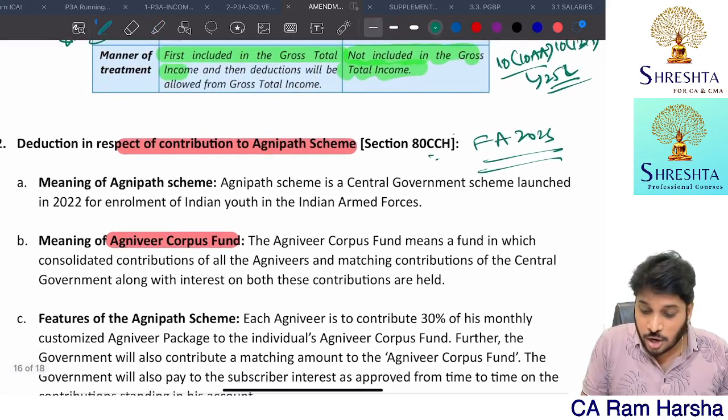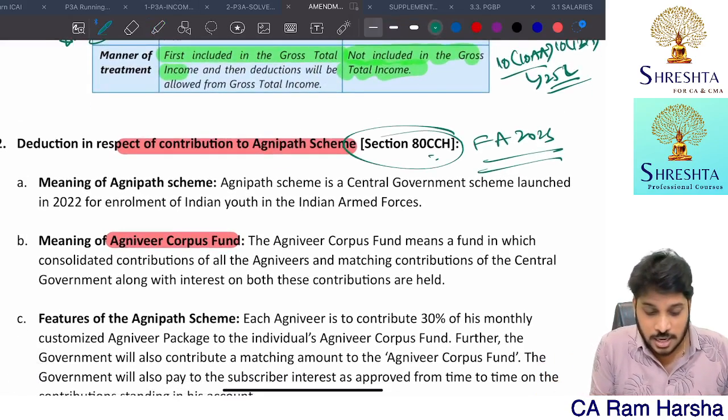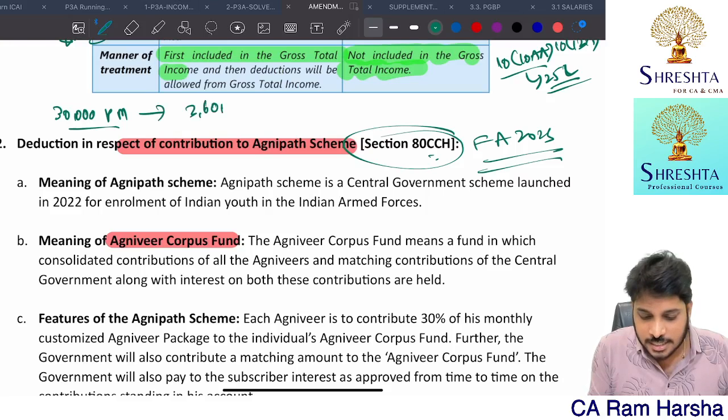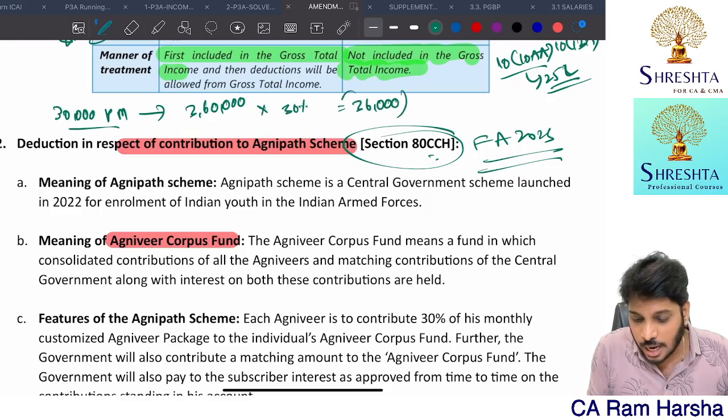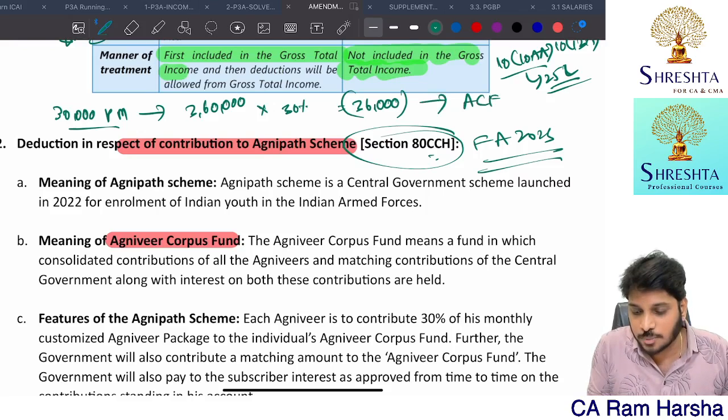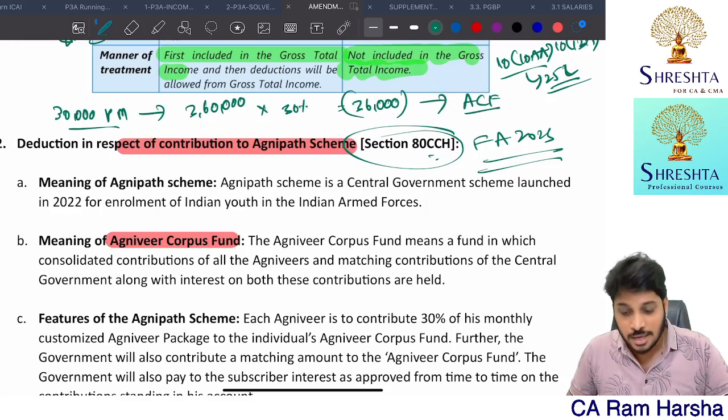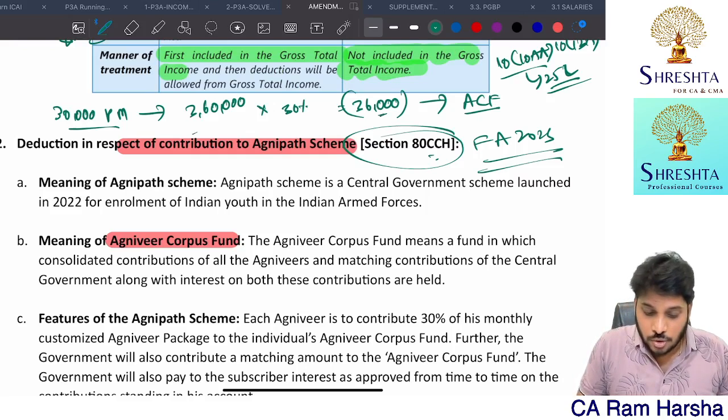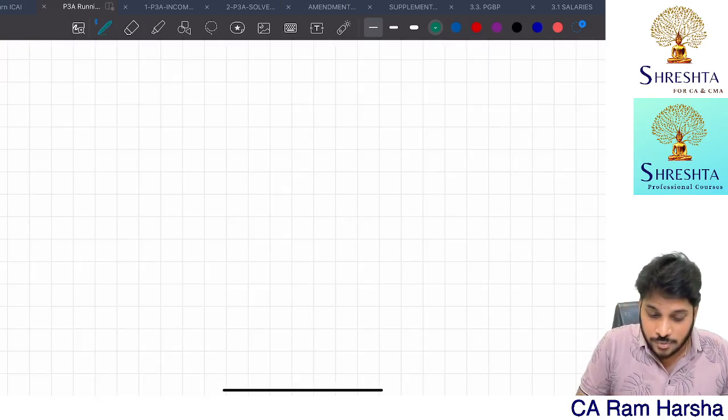Whatever you are contributing, first of all, whatever salary, suppose the government is paying me 30,000 rupees per month. This is treated as income from salary. 3,60,000 is my gross salary. Out of this, 30%, which is equal to 36,000, I am contributing to the Agniveer Corpus Fund. Whatever I have contributed, let's look at how it will be.